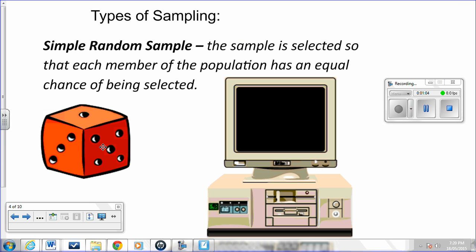With simple random sampling, the sample is selected so that each member of the population has an equal chance of being selected. For our example, each student in the roster is assigned a number. A computer program randomly generates a list of 200 numbers and duplicates are deleted. Students are selected that correspond to these numbers. Simple random sampling is easy to implement and there's a fair chance to all members.